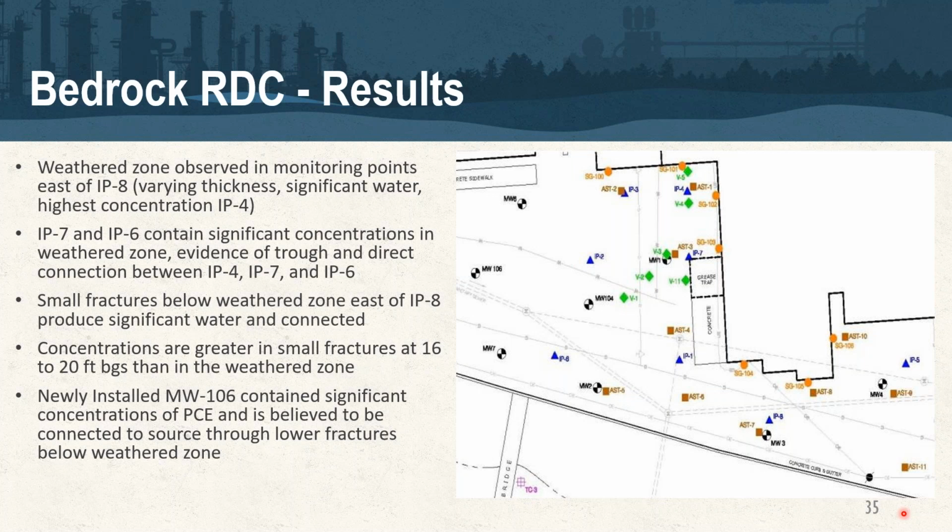And newly installed MW6, Derek, if you don't mind highlighting that with your pointer off the left-hand side of the figure. This well was interesting because it was believed to be up gradient of the source and groundwater flow path, and was installed as essentially a control point, but indicated that there was significant PCE mass and was believed to also be connected to the source through the lower fractures below the weathered zone. Next slide, please.